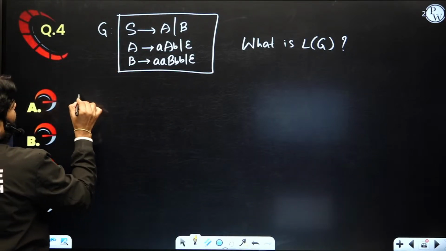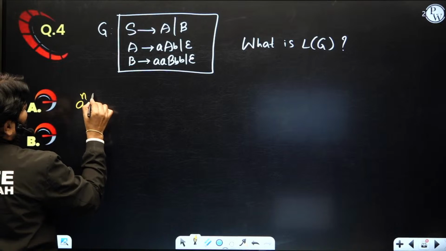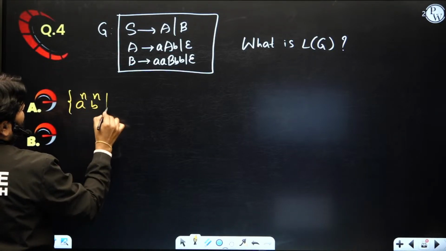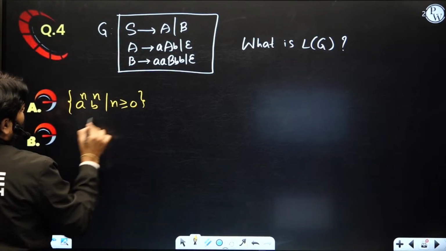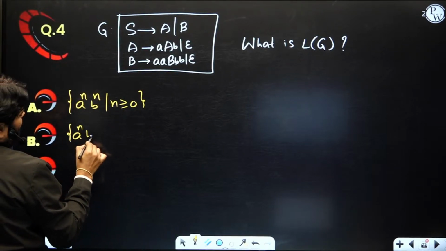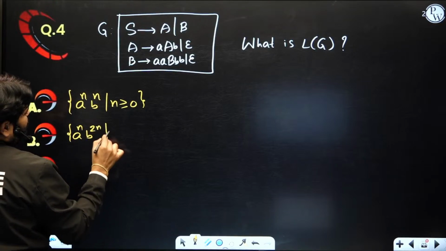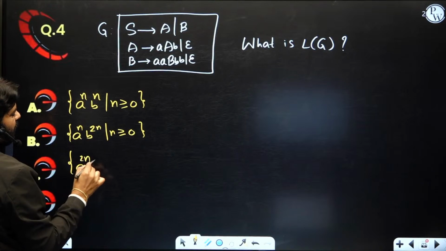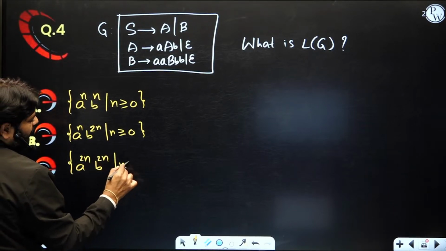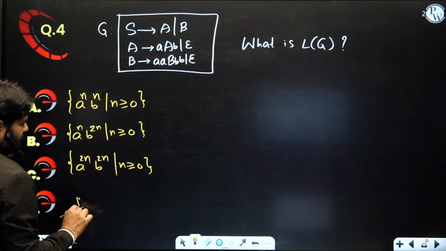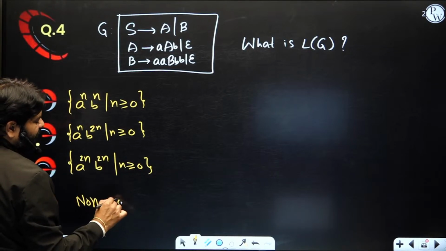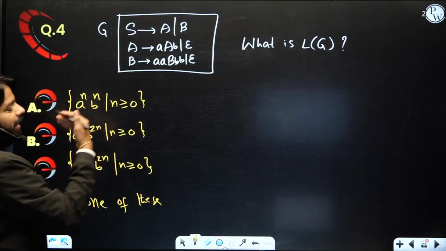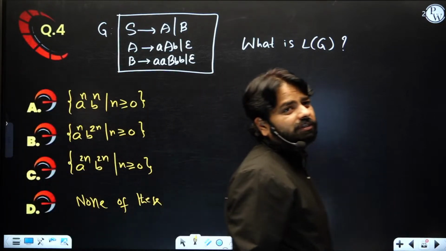You know, A power N, B power N, such that N greater than or equal to 0. Another example, A power N, B power 2N, such that N greater than or equal to 0. Other one, A power 2N, B power 2N, such that N greater than or equal to 0. And there is the none of these option, so you should be very careful before going to none of these. There might be a correct answer in one of the first three options.